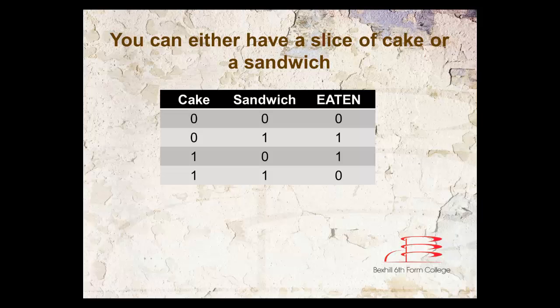What you can have is that situation. You can either have nothing at all, and you'll end up with nothing. But you can have a sandwich and eat something. You can have a cake and eat something. But you can't have a cake and a sandwich and eat those both. Because that's not allowed.